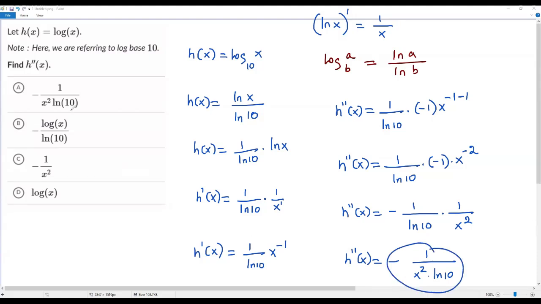We find this stuff in option A. The correct answer choice for this question is option A.